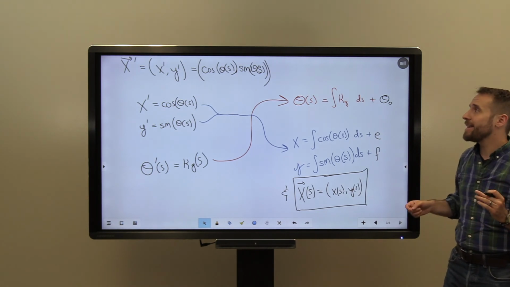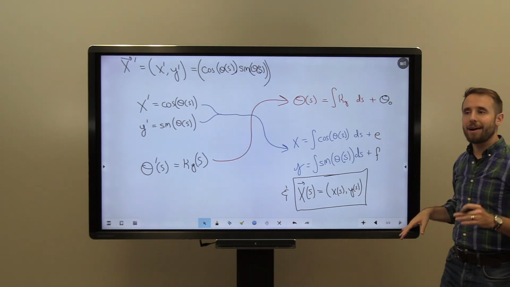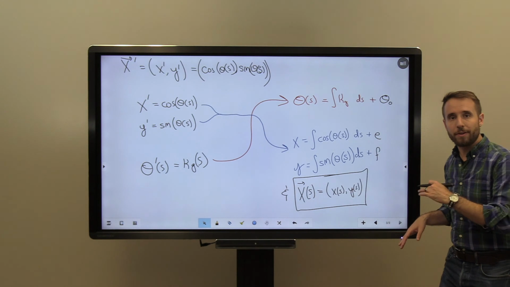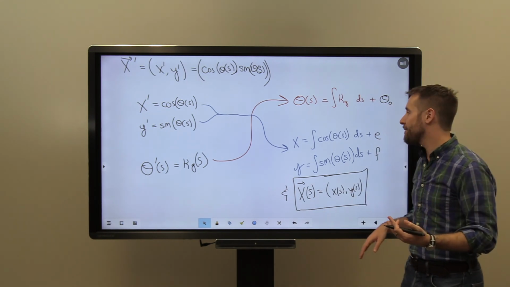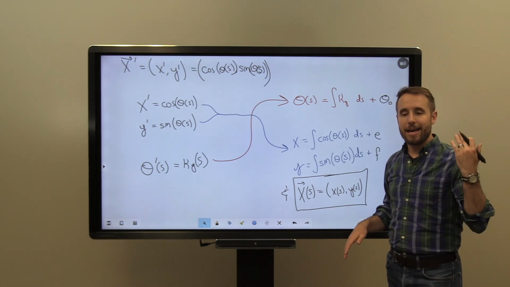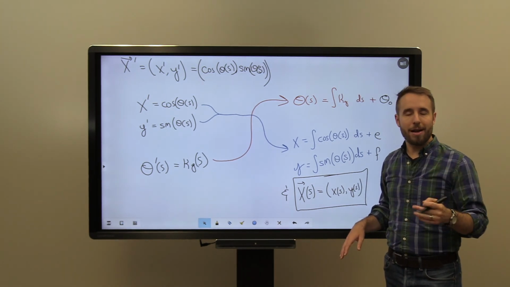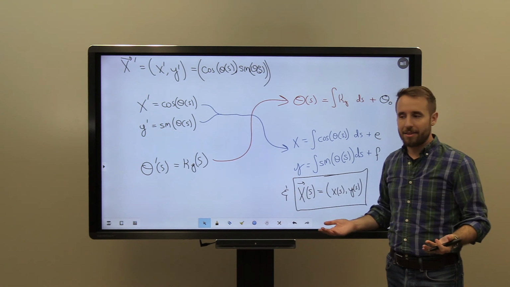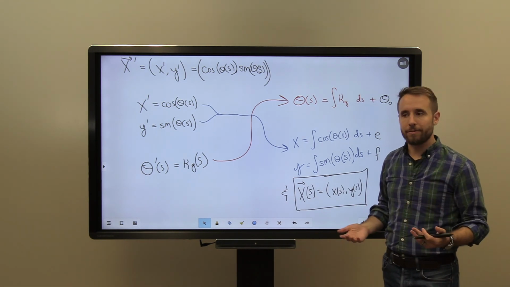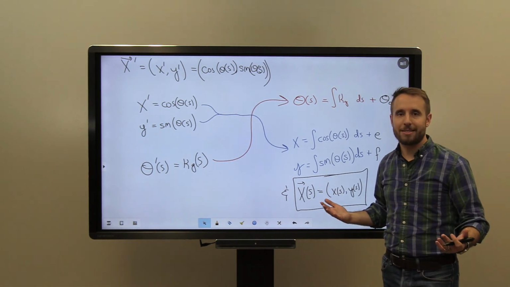So with that, though, we now have a framework for how we can take our curvature function kappa and reconstruct a unique, up to isometry, parametrized curve that has that curvature function as its curvature. Awesome.